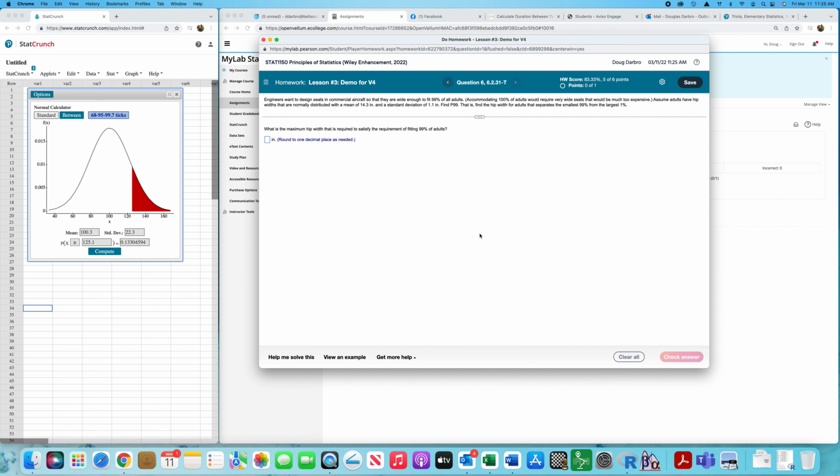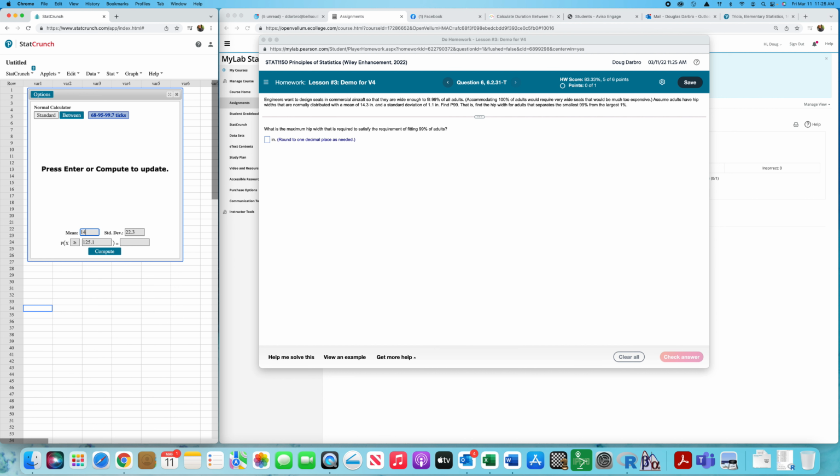So we need the hip width that has 99% of the distribution below it. So start with putting in the correct mean. So it looks like it's 14.3. Next is 1.1, and we need the value that has 0.99 of the distribution, or 99% of the distribution below it. So it looks like rounded to 1 decimal place, we're at 16.9.